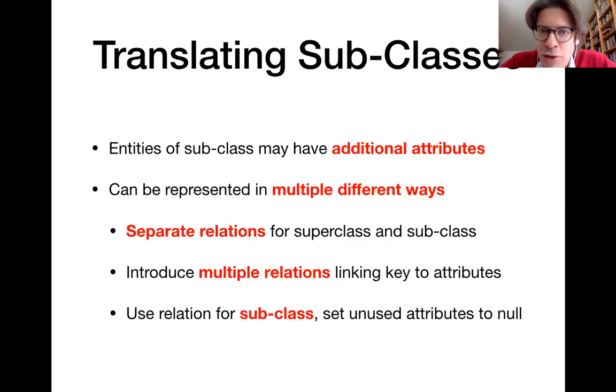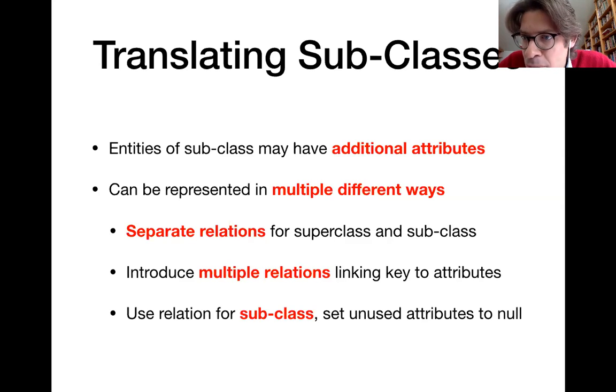In order to translate those subclasses and superclasses into a relation schema, there are multiple ways. For instance, I could just store entities of the subclass and entities of the superclass in separate relations. Also, I could introduce multiple relations for each of the specific attributes. Some of those attributes are specific to the subclass. Other attributes also appear in the parent class. So I could introduce separate tables for those attributes, and then I would insert rows only for entities of the class to which the attribute belongs.